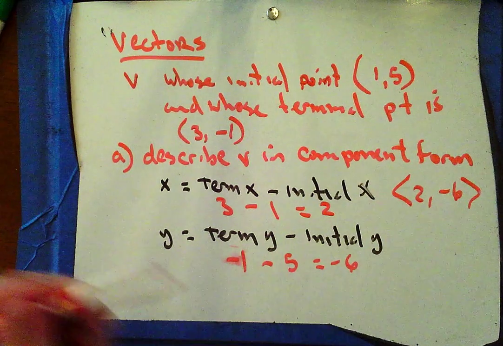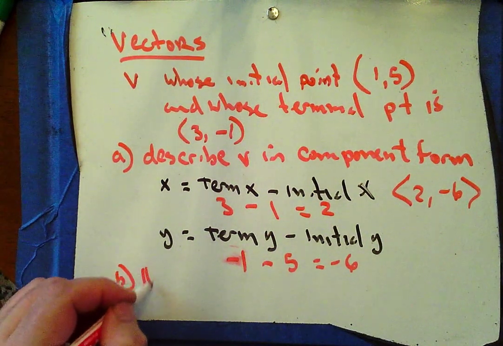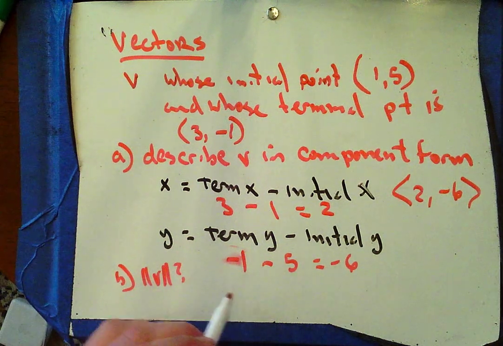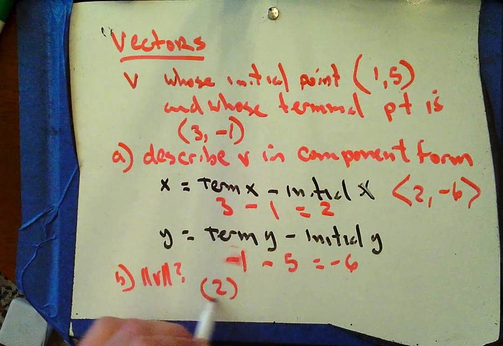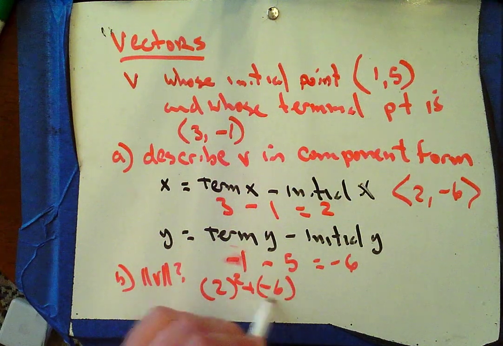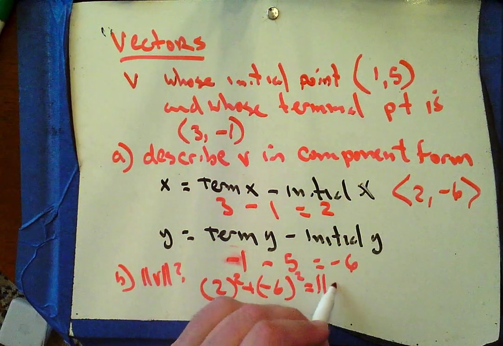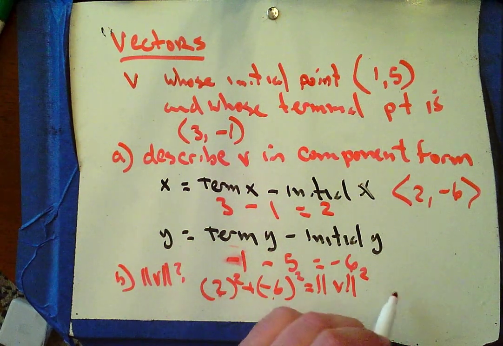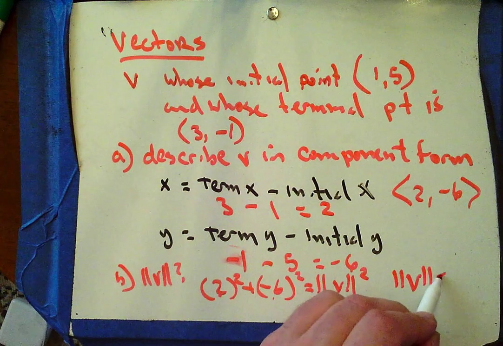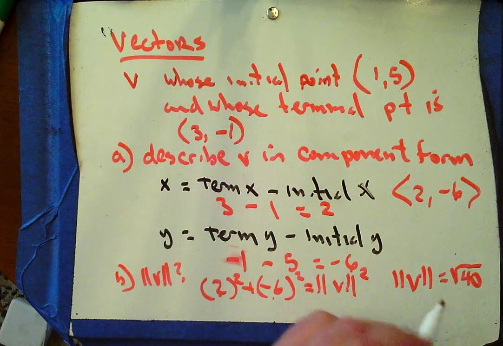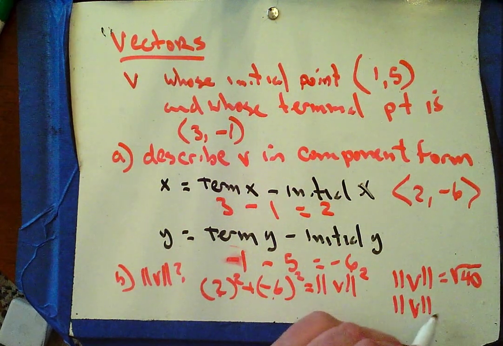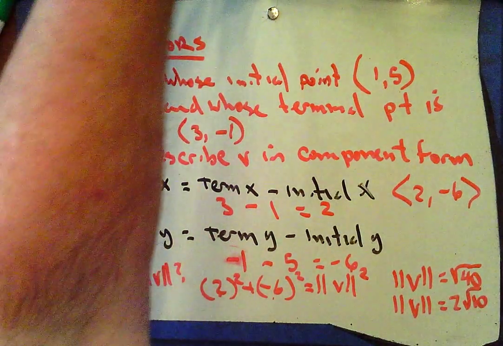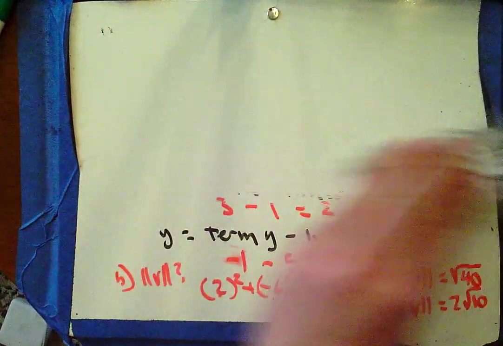What about the magnitude? Magnitude of v? So here we want to use the Pythagorean theorem. 2 squared plus -6 squared equals magnitude of v squared. 36 plus 4 is 40, so the magnitude of v is the square root of 40, which of course we can simplify to 2 root 10. All right, so that's magnitude and component form.